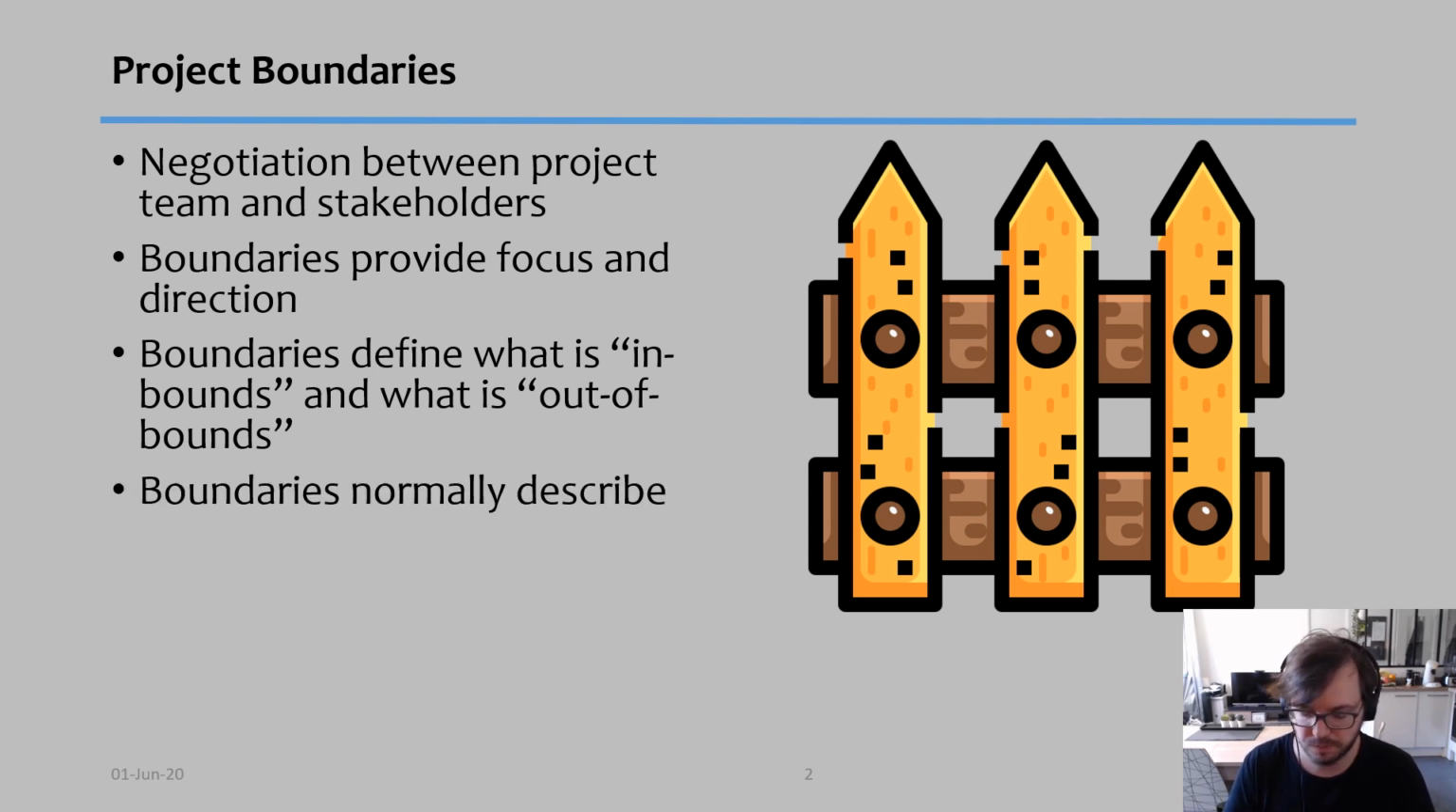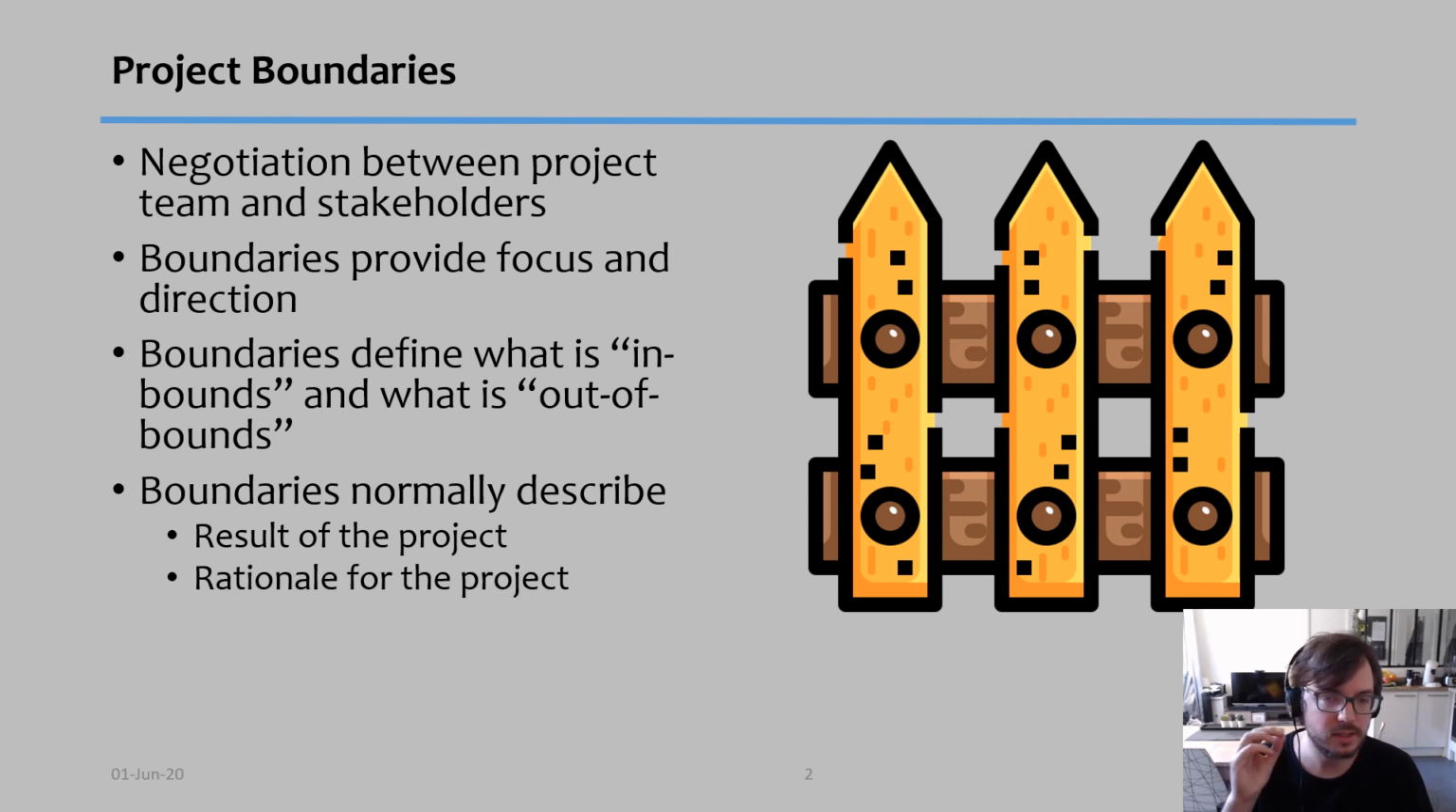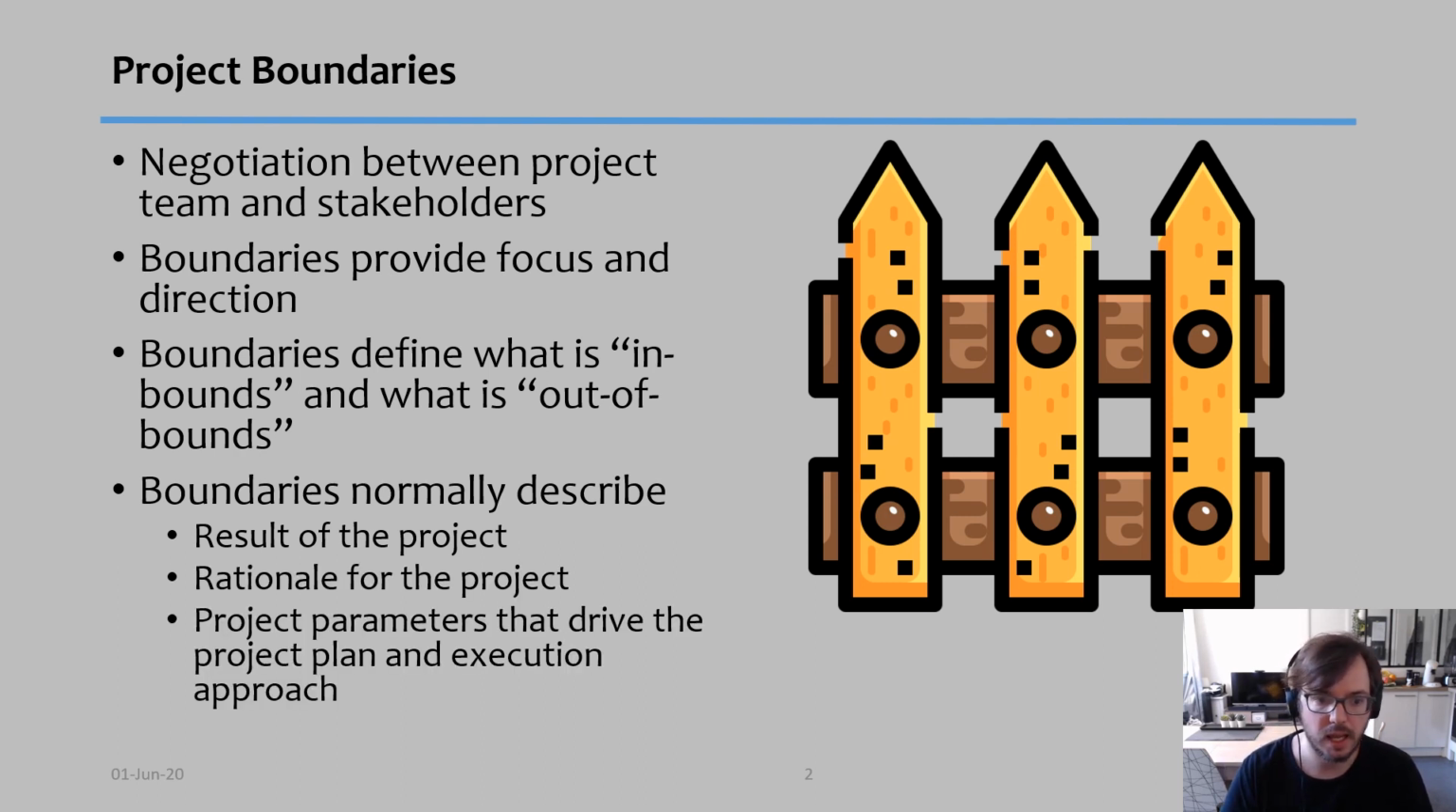And these boundaries that I'm going to create are normally going to describe three different things. They're going to describe what is the result of the project, what is the rationale of the project, and what are the project parameters that might drive my plan or my execution. In other words, what are the constraints and assumptions that I might have that will affect the way I do my project management.